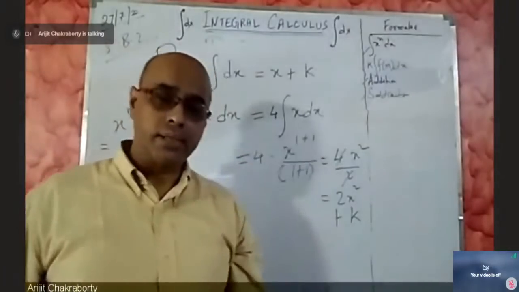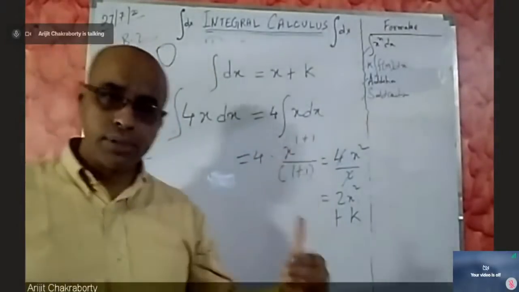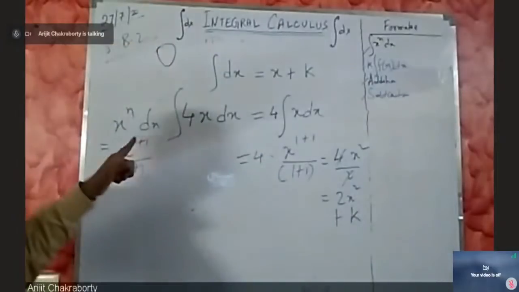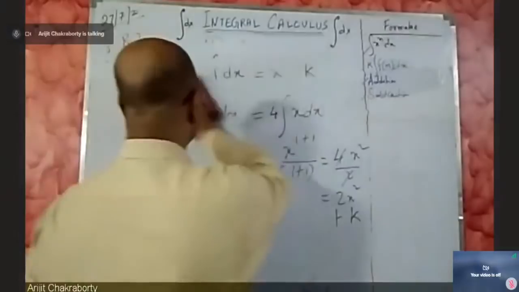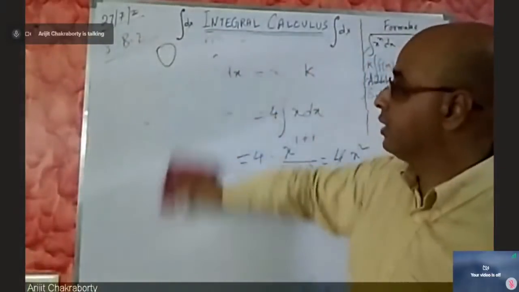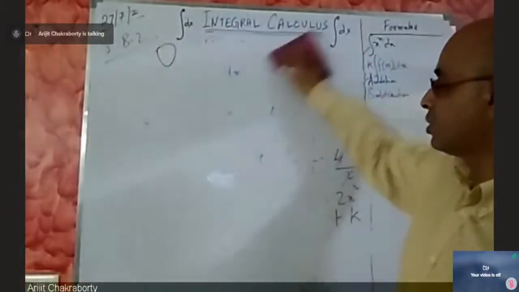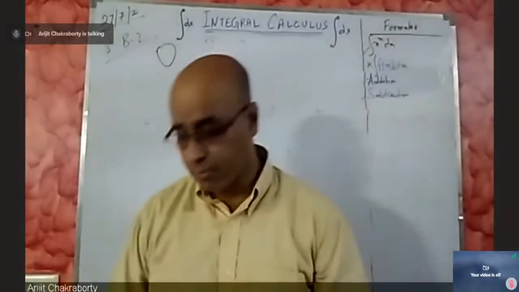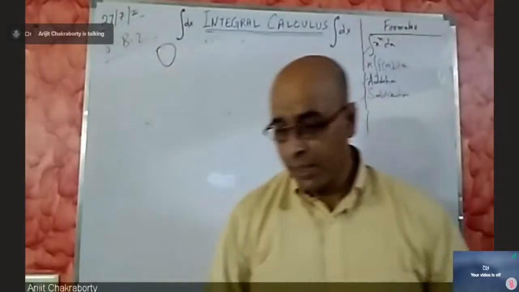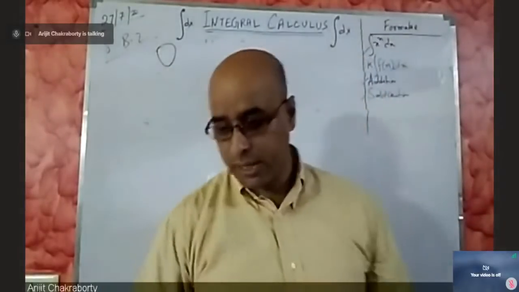In the case of differential calculus, we were reducing the power. Here we are adding 1, n plus 1. That's the only difference. Otherwise, it's just a case of pure symmetry, right? It's a mirror image. When you consider differential and integral calculus, it is just a mirror image. Okay, now let us look at some more examples.